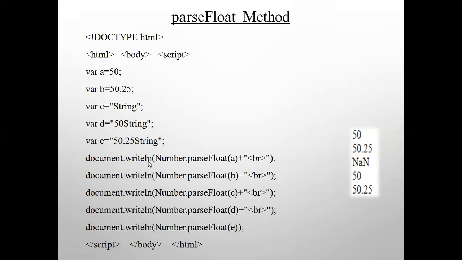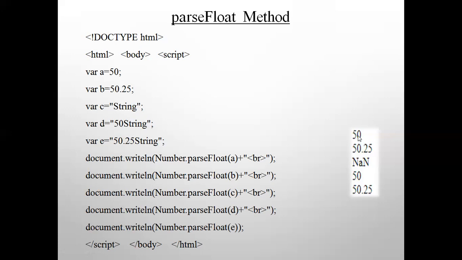Document.writeln will take the second value and print it on the second line. You can say document.write also, and it will print horizontally. Document.write Number.parseFloat. The F should be capital compulsorily. Number.parseFloat of A, that is 50. So it will print 50.